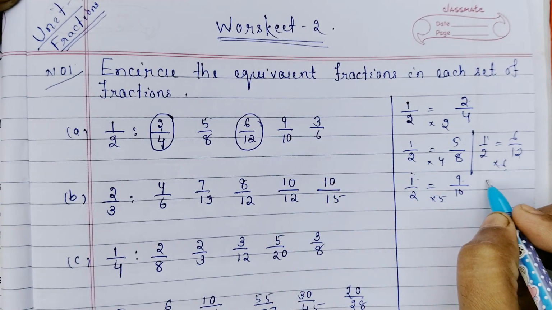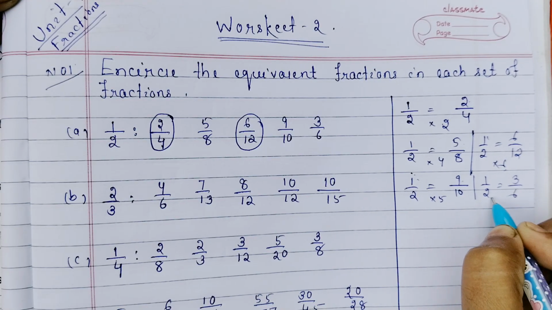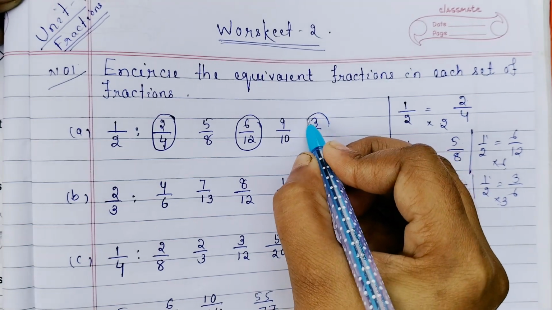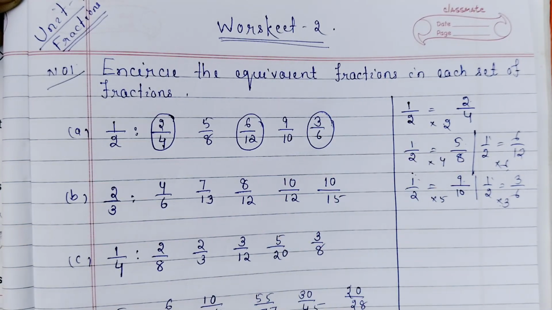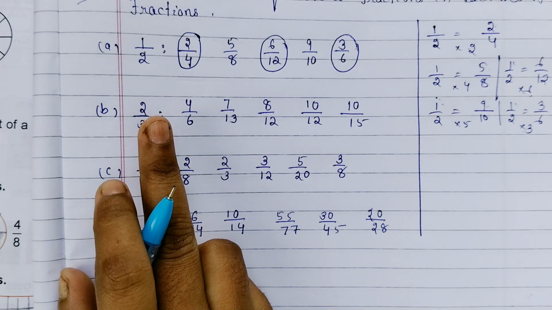Then 3 by 6. 1 by 2 equals 3 by 6. Then 2 times 3 is 6. 1 times 3 is 3. So it is also an equivalent function of 1 by 2. Then next, the equivalent function of 2 by 3.